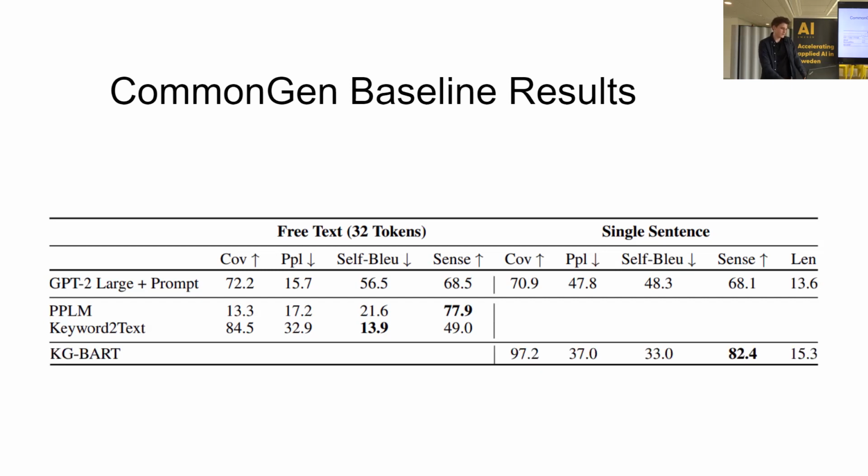And the opposite holds for KG-BART, which is trained to generate only 1 sentence. We can see that KG-BART is really good at all the metrics, and it makes sense because it's trained on this very task. An example here is "a dog walks on a leash on a sidewalk." So, a quite boring sentence, but it manages well.